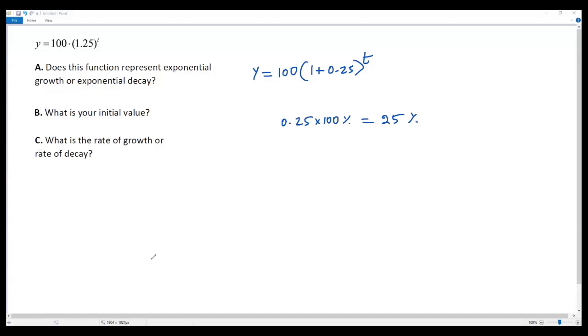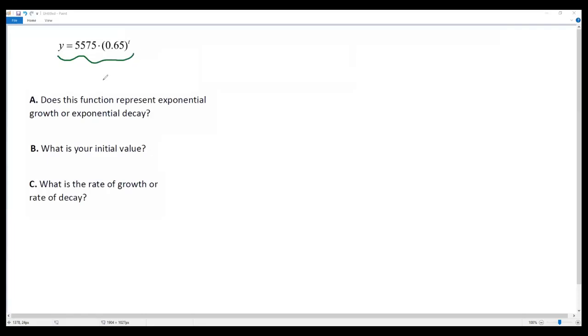Okay, let's look at another example. Here we have a function that is y equals 5575 times 0.65 to the power of t. Does the function represent exponential growth or exponential decay? The given function is in the form of y equals a times b to the power of t. At the place of b, we have 0.65, which is a value between 0 and 1. Since the value of b is between 0 and 1, this is clearly an exponential decay function. The given function represents exponential decay.